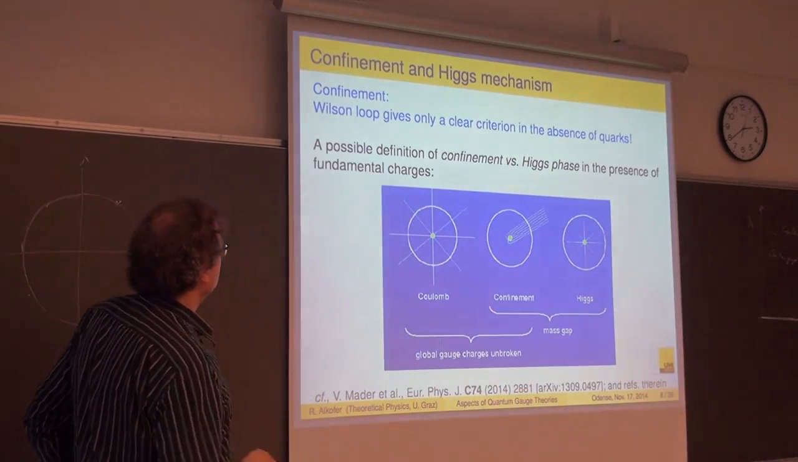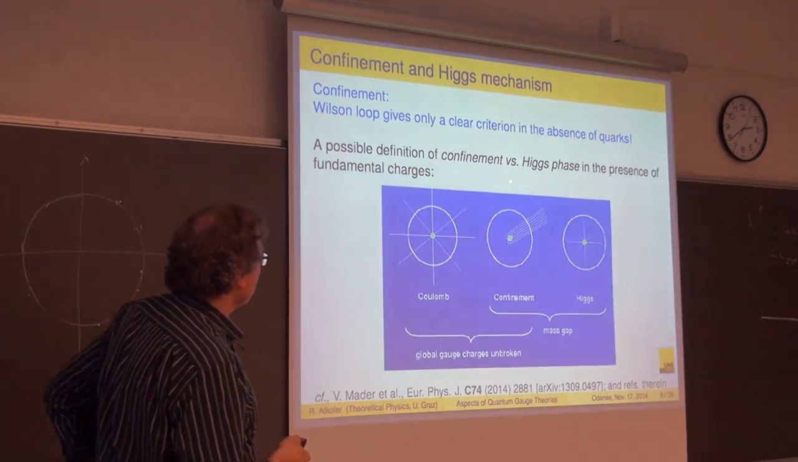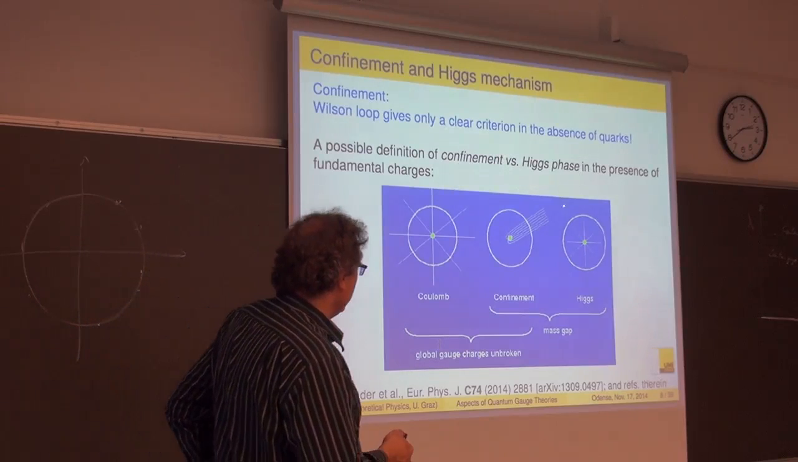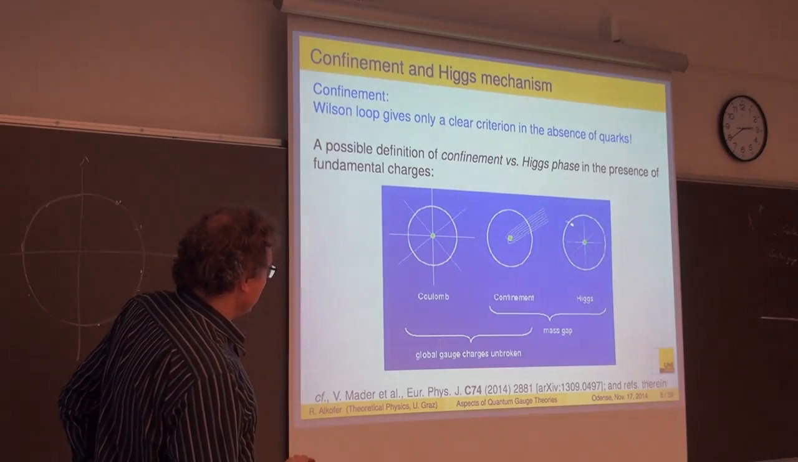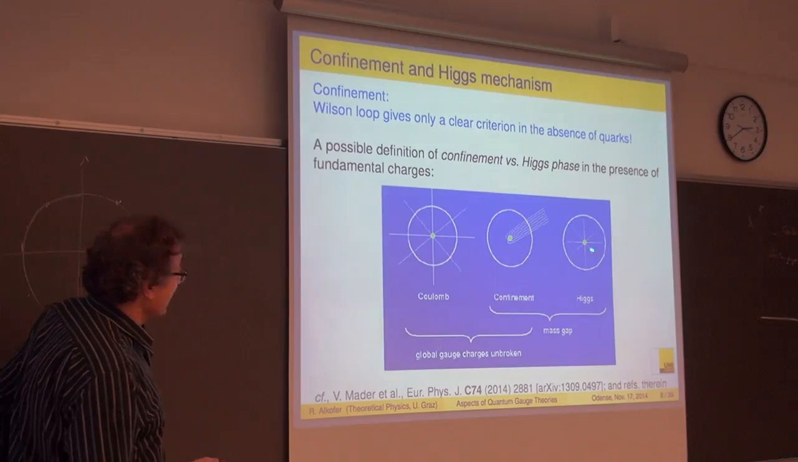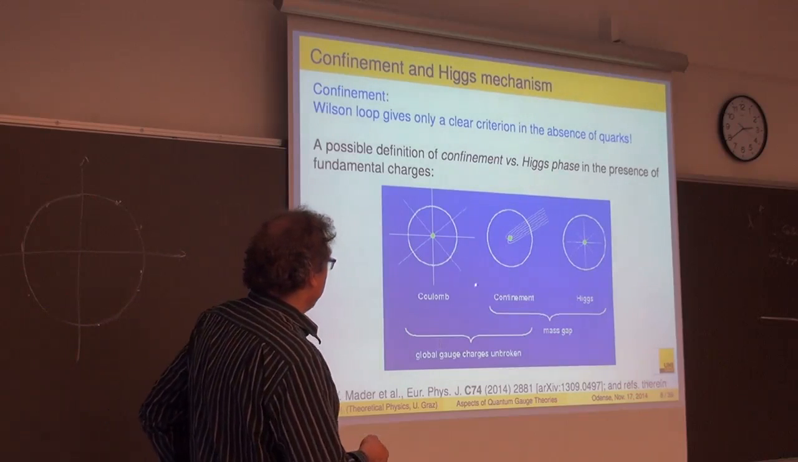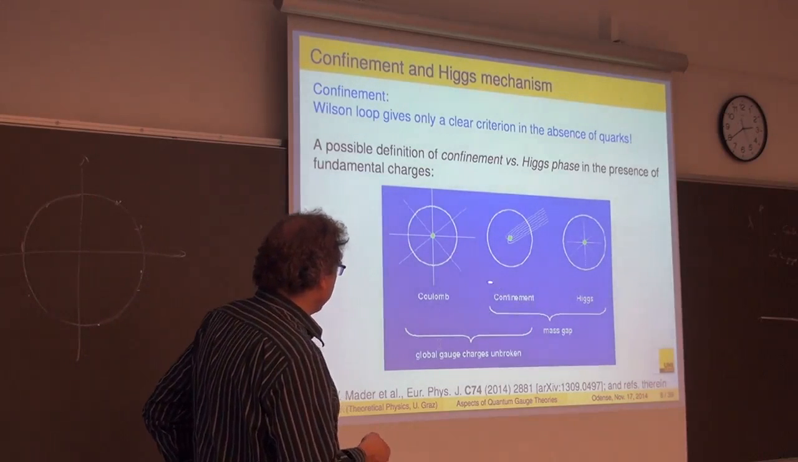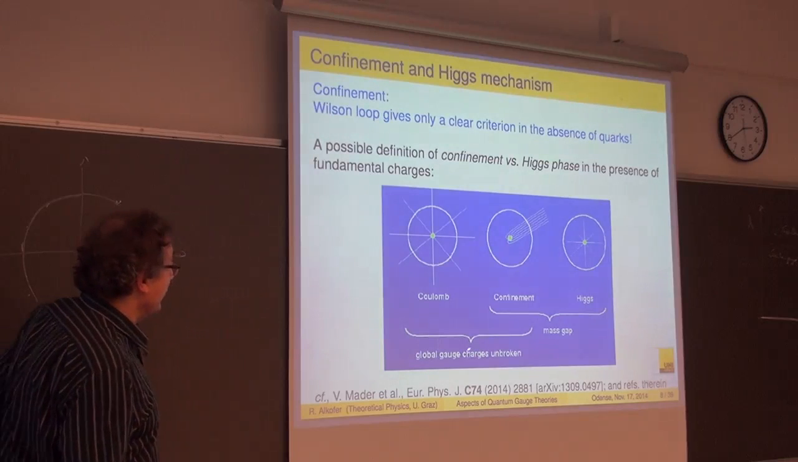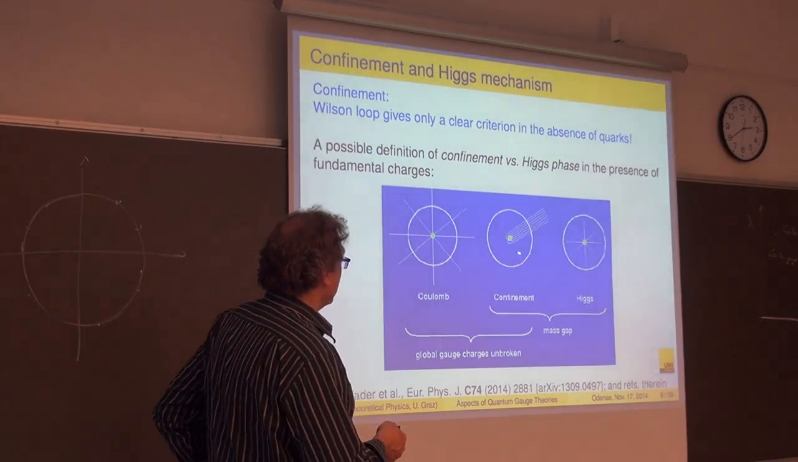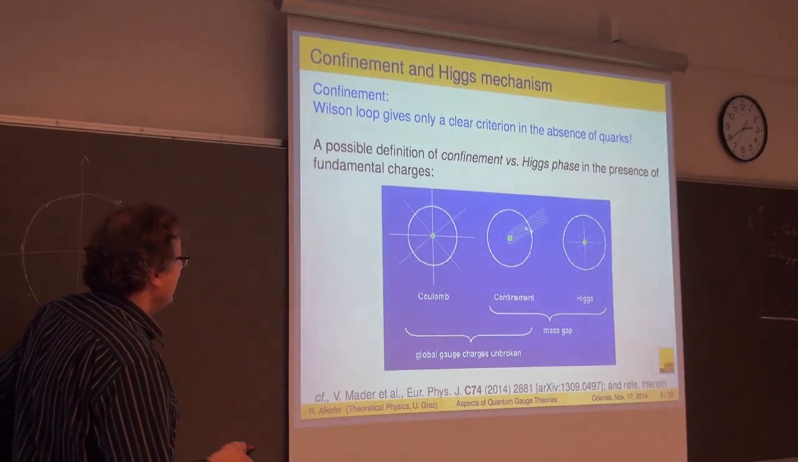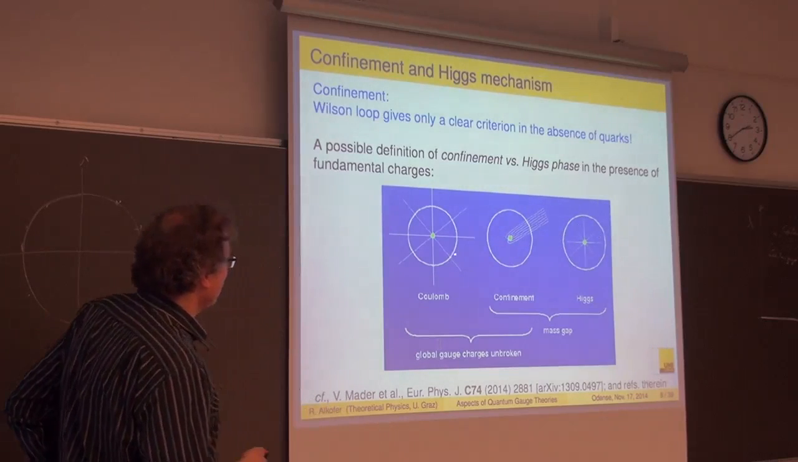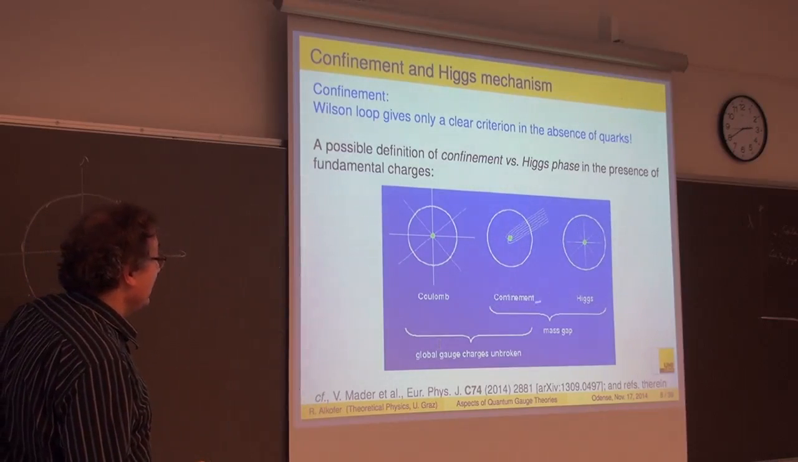And so we follow a somewhat different idea for how we would like to distinguish between confinement and the Higgs phase. What confinement and the Higgs phase have in common is the appearance of a mass gap in the theory. What confinement and the Coulomb phase have in common is that the global gauge charge is unbroken, whereas in the Higgs phase it's broken. So can we exploit this simple observation to distinguish between these phenomena in a clear way?